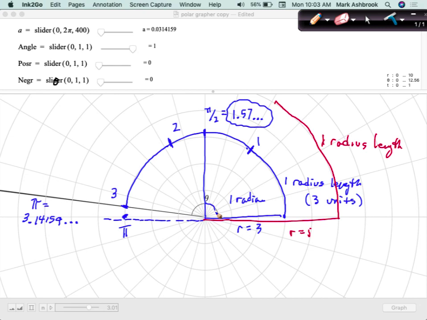So this openness right here is 1.57 radians because it comes from 1.57 radius lengths laying on the circle to make a quarter circle. And then we got pi over 4, 3 pi over 4, 5 pi over 4, 7 pi over 4.